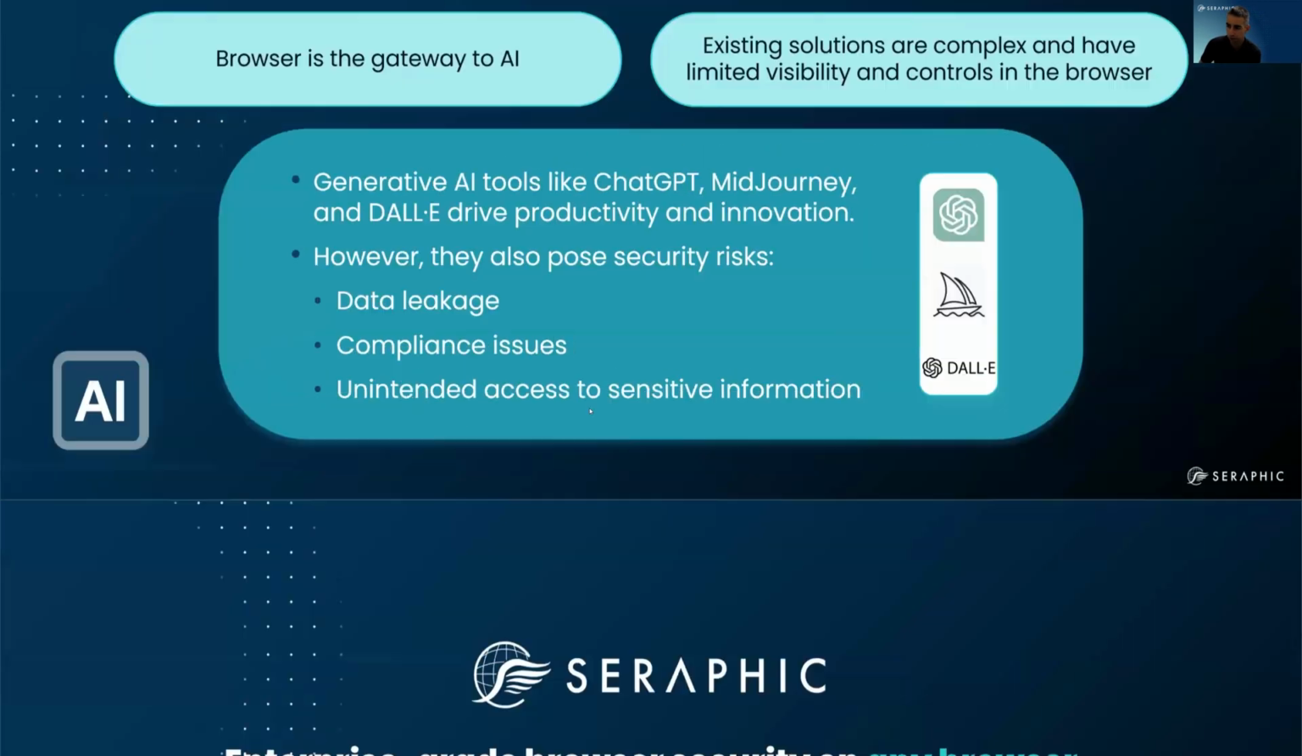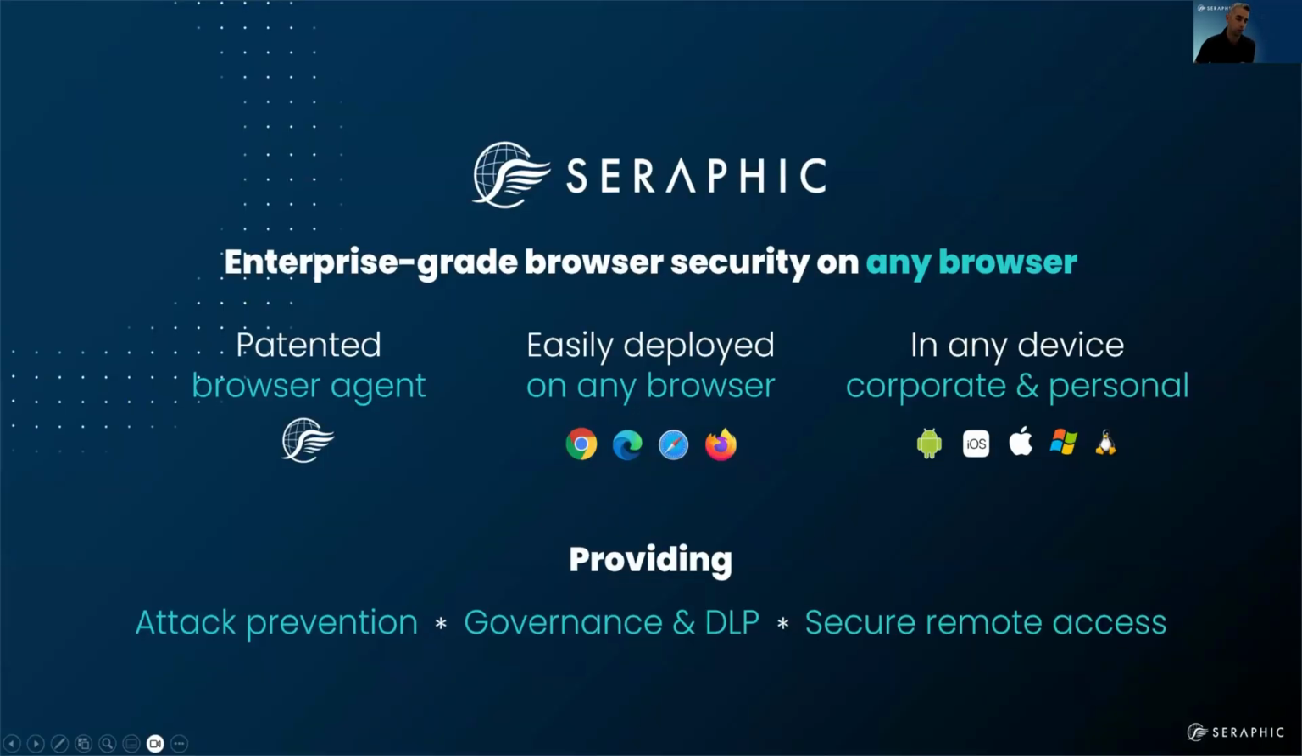I'll start by presenting Seraphic in just a few words. Seraphic is enterprise-grade browser security that runs on any browser. It's a patented browser agent. It's not an agent sitting on the operating system; it's an agent sitting on the browser. And as Ron mentioned at the beginning, it runs on Chrome and Edge, and also on Safari, Firefox, and other browsers. It can fit any device, corporate or personal. So even if we want to secure scenarios where users are using their personal devices for AI applications, this is something we can do. It provides attack prevention, governance of DLP, and secure remote access. Part of this is, obviously, securing the use of generative AI.